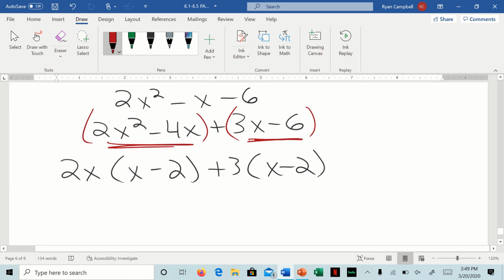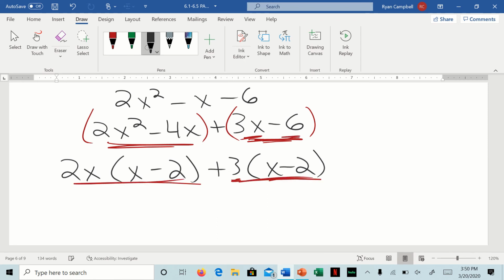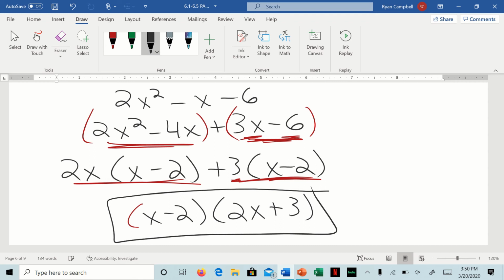Yeah, don't just assume it works. Actually make sure. x times 3 is 3x. Perfect. Negative 2 times 3 is negative 6. Good. We can see we do have something in common. We have x minus 2 in common, and what's left over is 2x plus 3. So that's how we'd factor that out. Good.